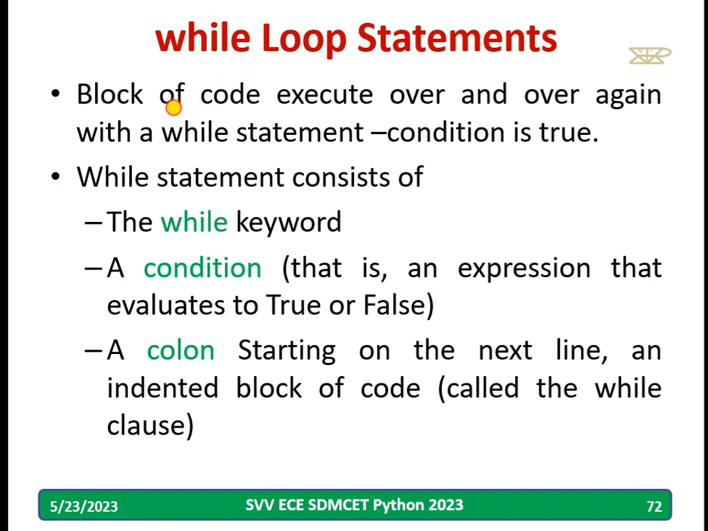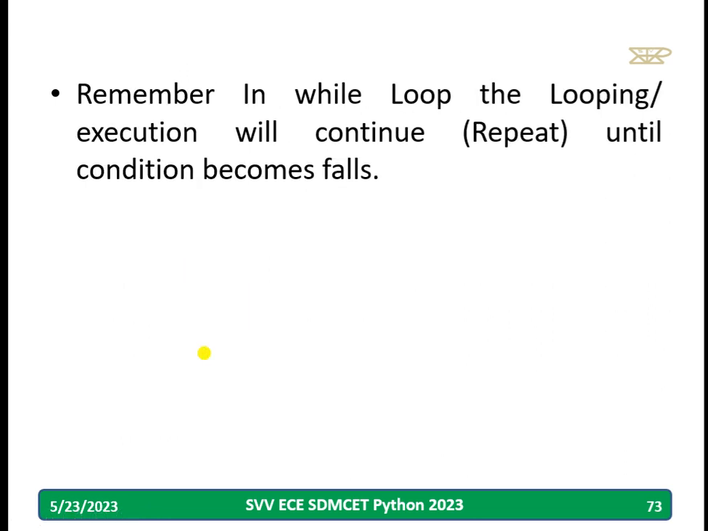A while loop statement always has a while keyword, some condition, followed by a colon. Pause the video and go through these slides. Let us remember, in a while loop, the looping execution will continue, or repeat, until the condition becomes false. This is one important point: when it will come out of the loop.